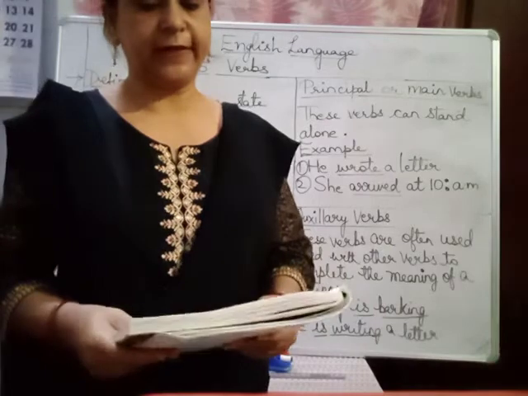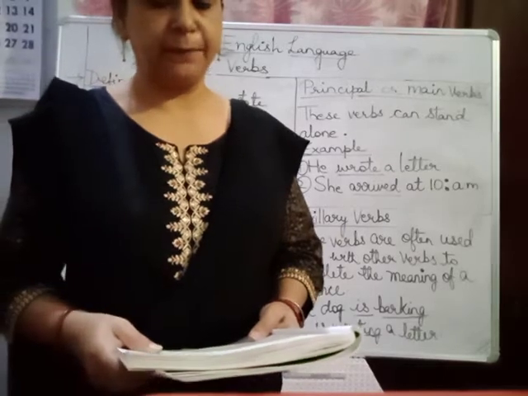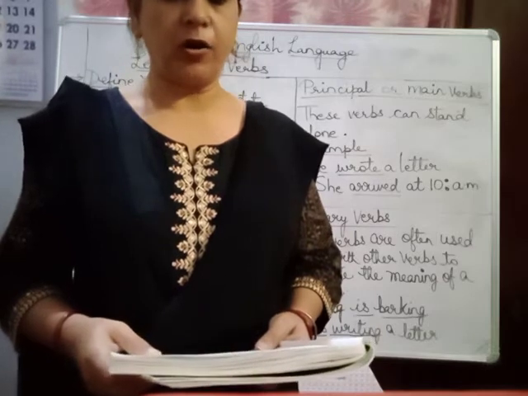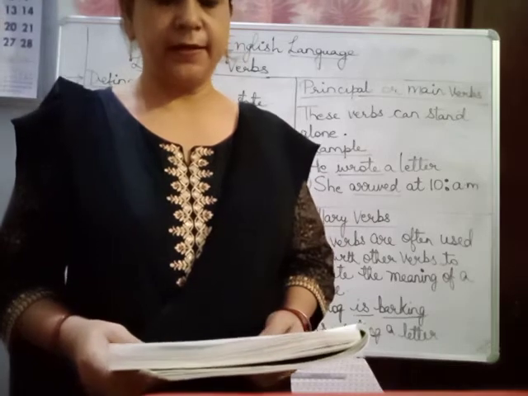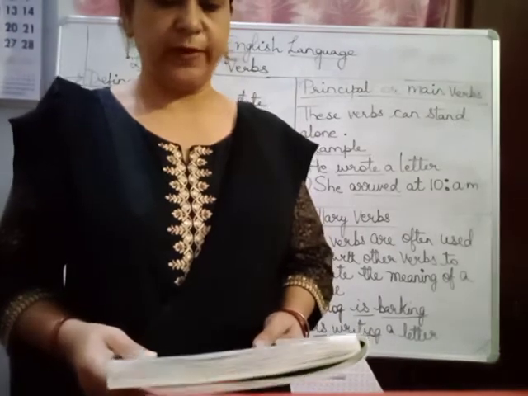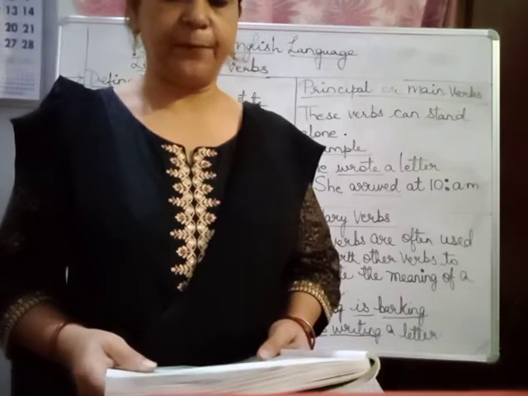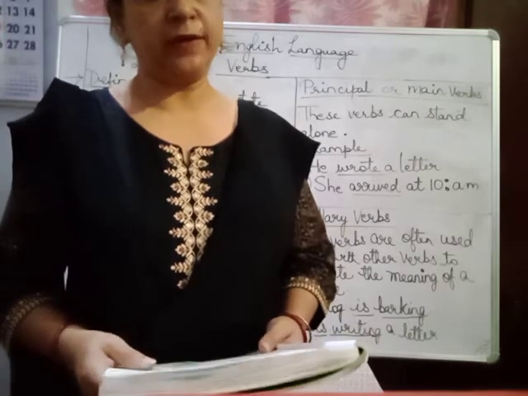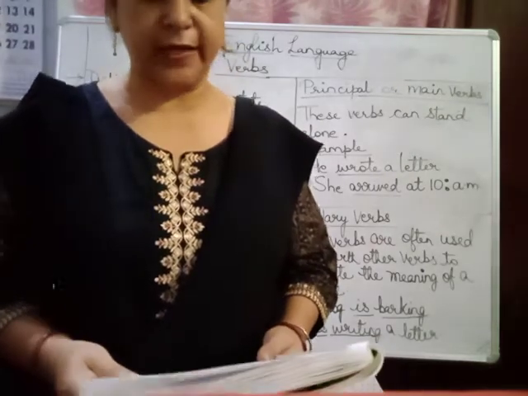Let's see modal auxiliary verbs. The following are the modal auxiliary verbs in English: can, must, may, might, will, would, should, shall, or ought to. They are used with other verbs to express probability, determination, ability, obligation, possibility, wish, and so on. Modal auxiliary verbs cannot be used alone. They need a principal verb to complete the meaning of the sentence. So children, what is a modal auxiliary verb? They take the help of principal verbs.